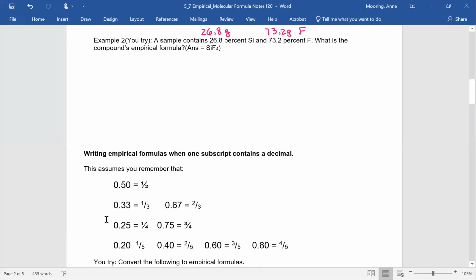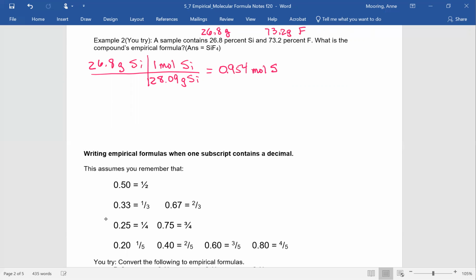All right, let's work this out just in case you didn't get the correct answer. You have 26.8 grams of silicon, and the molar mass of silicon is 28.09 grams per 1 mole of silicon. That is going to be equal to 0.954 moles of silicon.